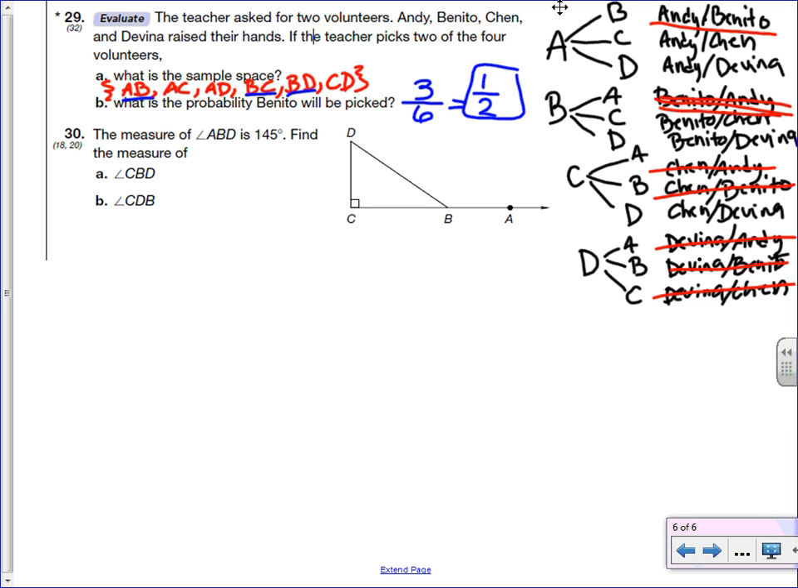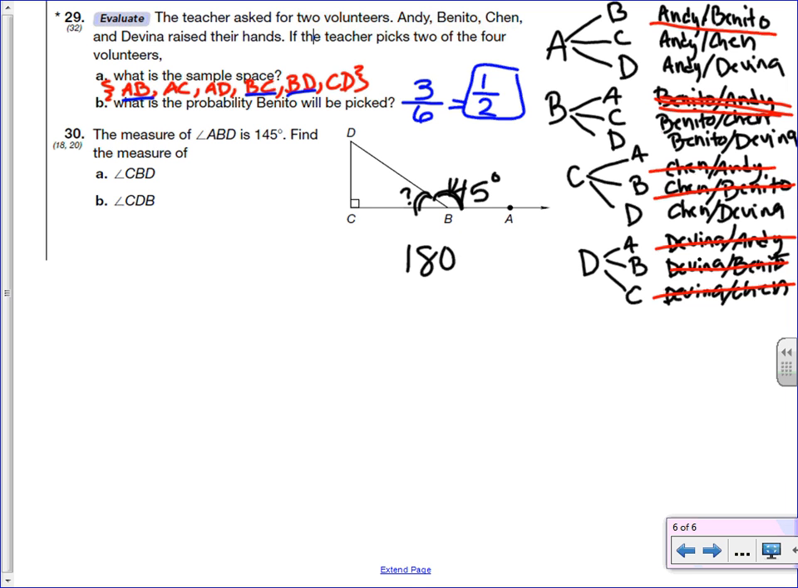The measure of angle ABD is 145 degrees. Find the measure of angle CBD, so this angle here. And we look at this and we notice that if you take ABD here and then move on from there and take CBD, that's a linear pair, meaning they add up to 180 degrees.